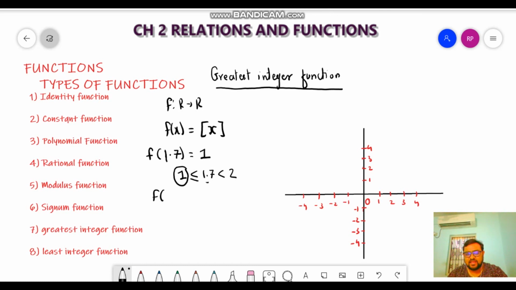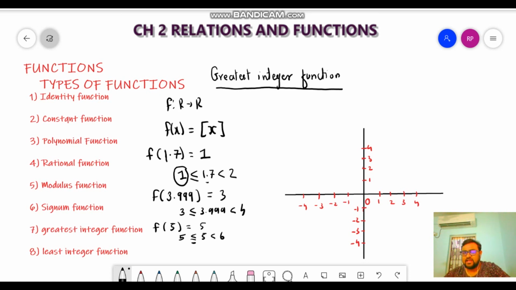Similarly, if I take f of 3.999, then also the answer will be: 3 less than or equal to 3.999 less than 4. Sorry, not less than or equal to, less than. So that will be equal to 3. If I take any integer value like let's say 5, right? So again 5 less than or equal to 5 less than 6. So see, this is the reason why I'm using less than or equal to. The answer will be 5.